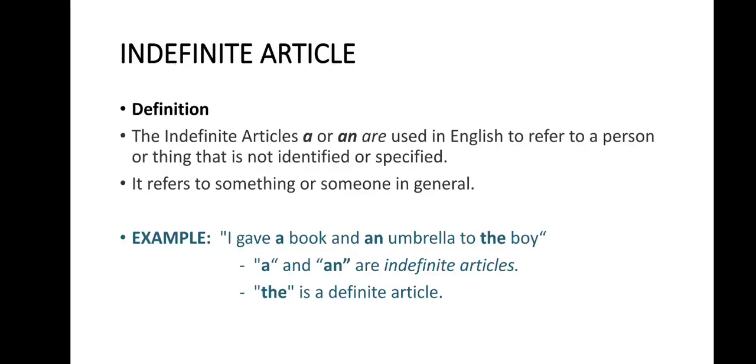So the example says, I gave a book and an umbrella to the boy. So the words a and an are indefinite articles. You randomly give a book or an umbrella to the boy, but you specifically know which boy that is. So you use the boy. I gave a book, randomly, any book, and an umbrella, any umbrella, to the boy, to that particular boy.